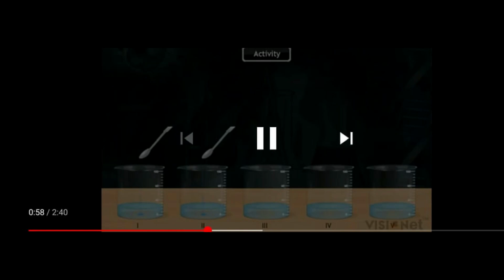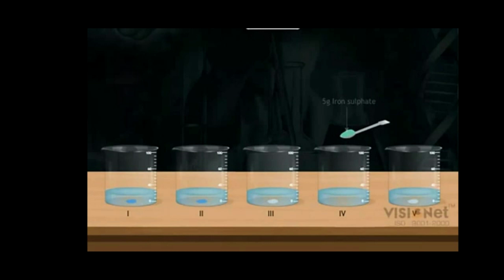Here also, take 500 ml beakers and label them as A, B, C, D and E. Take about 50 ml of water in each beaker. Dissolve in each beaker a teaspoonful of the substances and keep the beakers undisturbed for some time. And now observe.